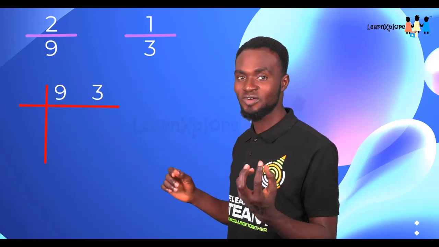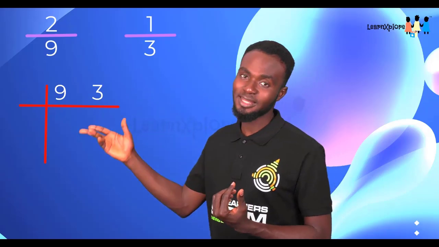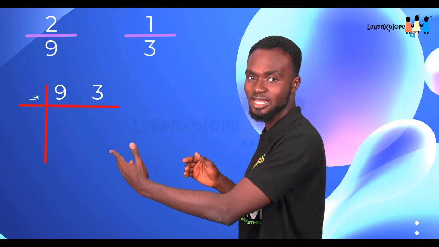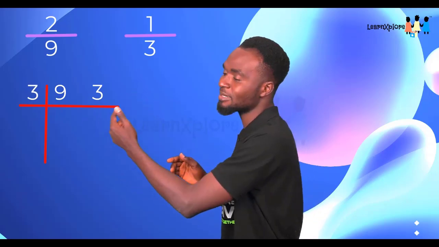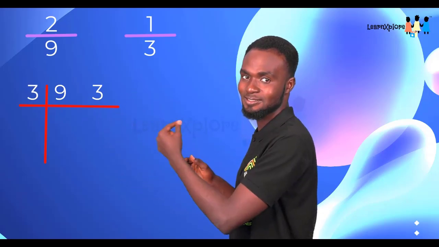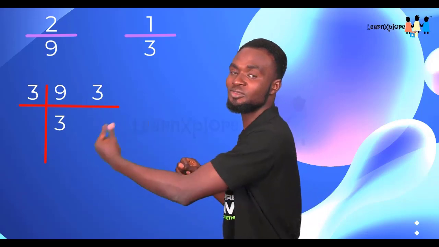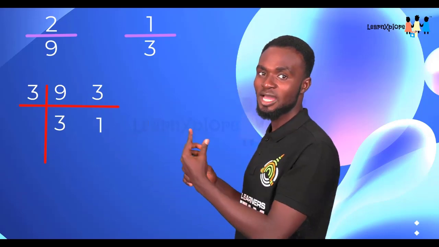So we have 9 and 3. We divide them by their common factors. What's the common factor between 9 and 3? That is 3. So you have 9 and 3. We'll write 3 outside. So how many times will 3 divide 9? Is 3. Now how many times will 3 divide 3? Is 1. Now we have 3 left.